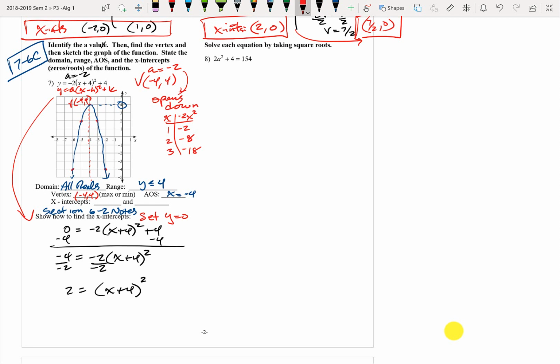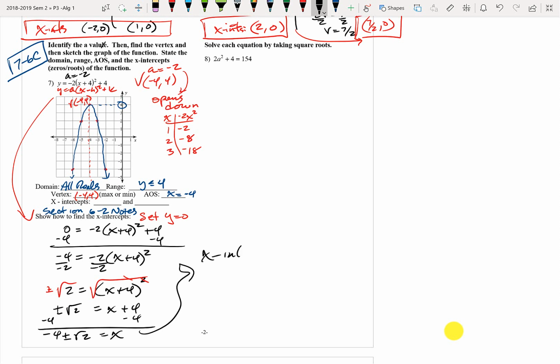And now we square root both sides. Okay, and what do you get? Well, you get plus or minus rad 2 is equal to x plus 4. And then finish up with a -4, and you get -4 plus or minus rad 2 is equal to x. So my x-intercepts right here are -4 plus rad 2, comma 0, and -4 minus rad 2, comma 0. Notice y equals 0, right? So those are my intercepts.